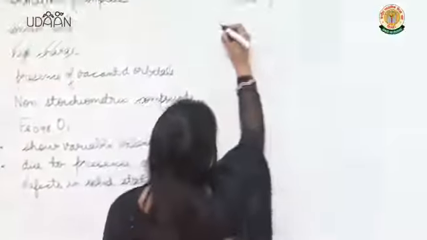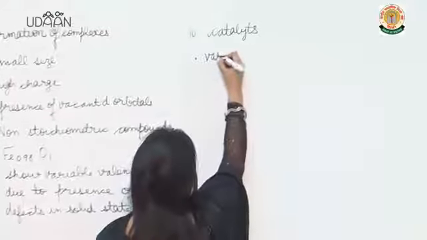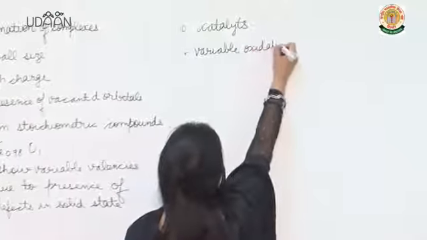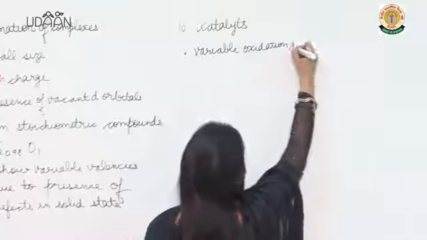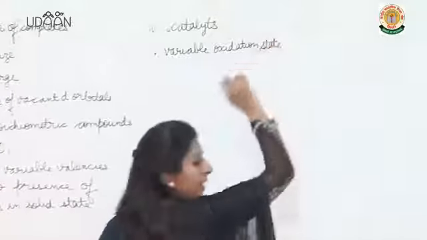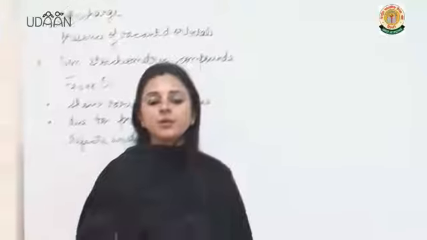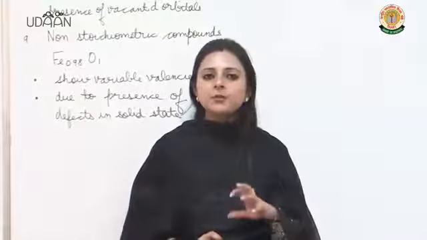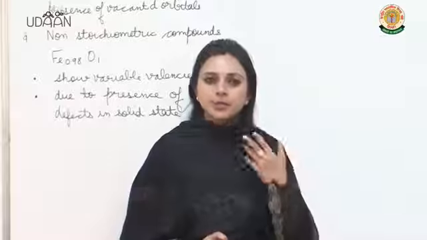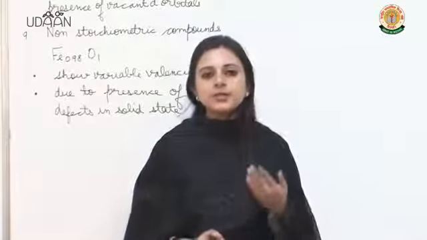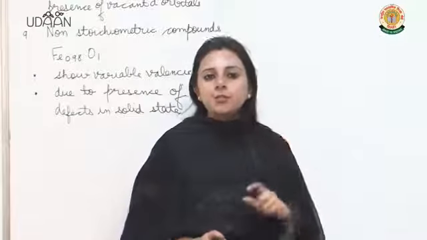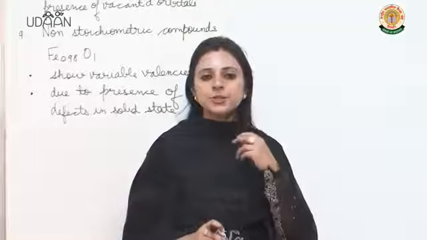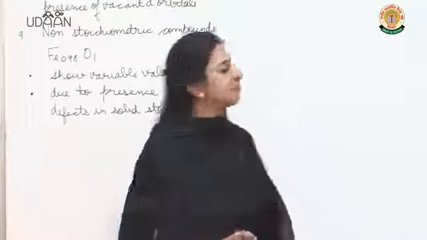Now what is the reason? First is that they can show variable oxidation states. Variable oxidation states show करने से क्या होगा? That they can form intermediate, क्योंकि catalyst को क्या करना पड़ेगा? उसको reactant के साथ react करके intermediate बनाना पड़ेगा. जब वो intermediate बनाएगा उसकी oxidation state change हो जाएगी. Oxidation state तभी change हो सकती है जब वो variable valency show कर पाए. That means it can show variable oxidation state.